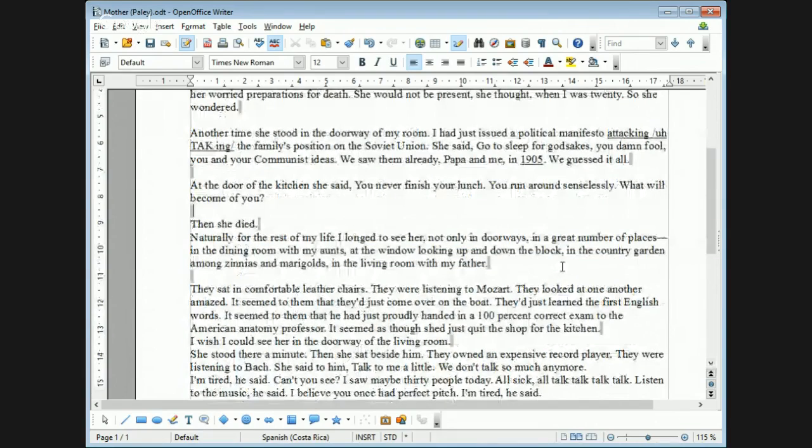Then she died. Naturally, for the rest of my life, I longed to see her, not only in doorways, in a great number of places. The dining room with my aunt, at the window looking up and down the block, in the country garden among zinnias and marigolds, in the living room with my father.